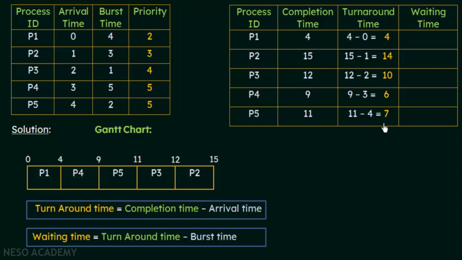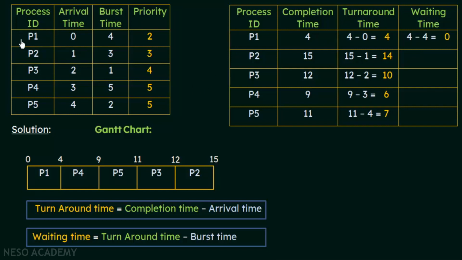Now we can calculate the waiting times. So the waiting time can be calculated by turnaround time minus the burst time. So we have already calculated the turnaround times. So from that we have to subtract the burst times from this table. So that will give us the waiting time. So let's see, for process P1, the turnaround time is 4 milliseconds. And what is the burst time of P1? It is 4 milliseconds. So what is the waiting time of P1? It is 4 minus 4, which is 0 milliseconds.